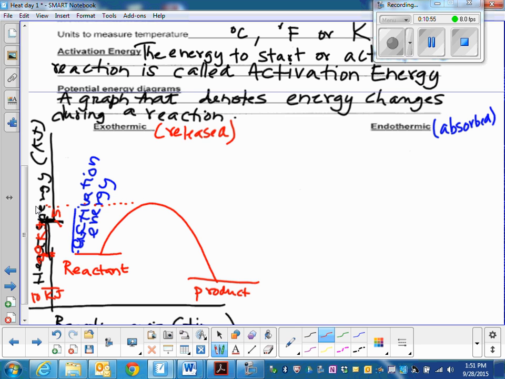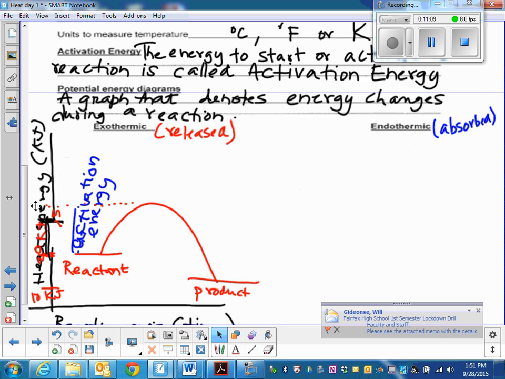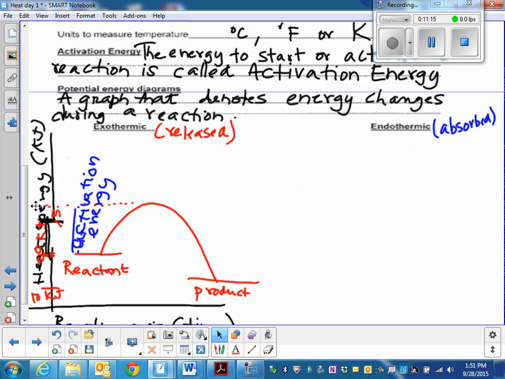So, what is the energy of my reactants again? 20. What is the potential energy of my product again? 10. What is my activation energy again? 25. Is it 25 or 5? It's 5. The activation energy starts from the reactant to the top. So it is 5. All right?